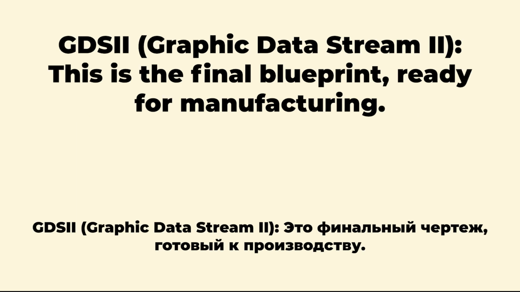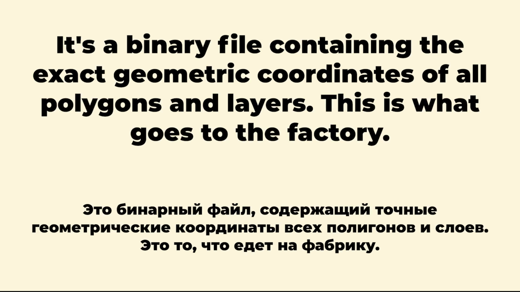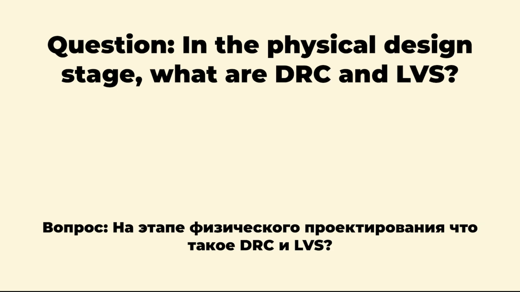GDSII, Graphic Data Stream 2. This is the final blueprint, ready for manufacturing. It's a binary file containing the exact geometric coordinates of all polygons and layers. This is what goes to the factory. Question: in the physical design stage, what are DRC and LVS?